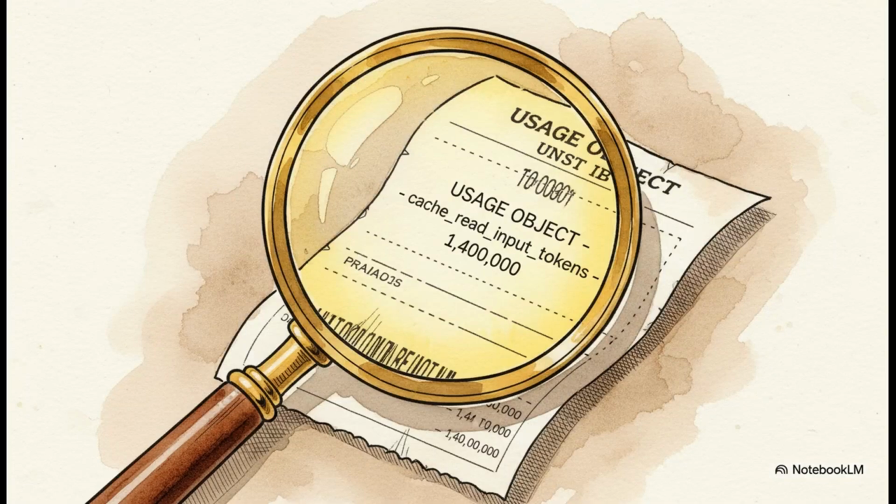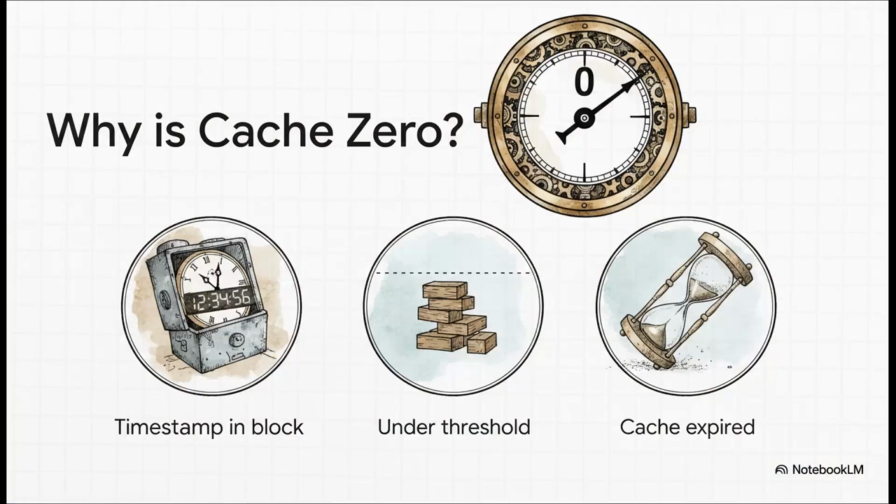All right, the very last thing, and this is absolutely crucial, you have to always verify that it's actually working. When you get your response back, it includes a usage object. You want to look closely for a field called cache read input tokens. If you check that field and it says 0 on a repeat call, yeah, your cache is not hitting. There are a few common culprits here. You might accidentally have a timestamp hiding inside your cache block. You might be under the minimum token threshold required for whatever model you're using, or your cache might have simply expired. You've got to check this field every single time. Please don't just assume it's working.